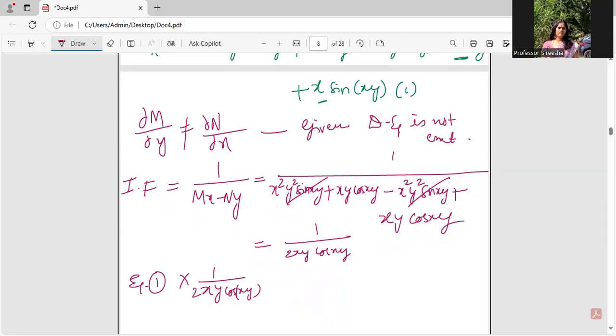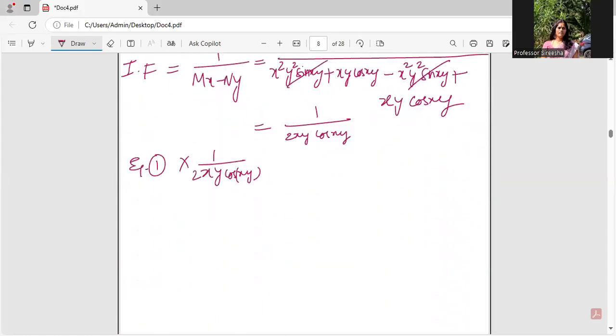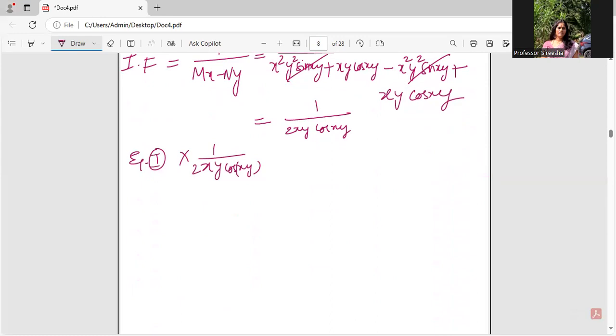What is 1? Let me write here. The given differential equation is my equation 1. Okay. So what I'll be getting, let me write it.